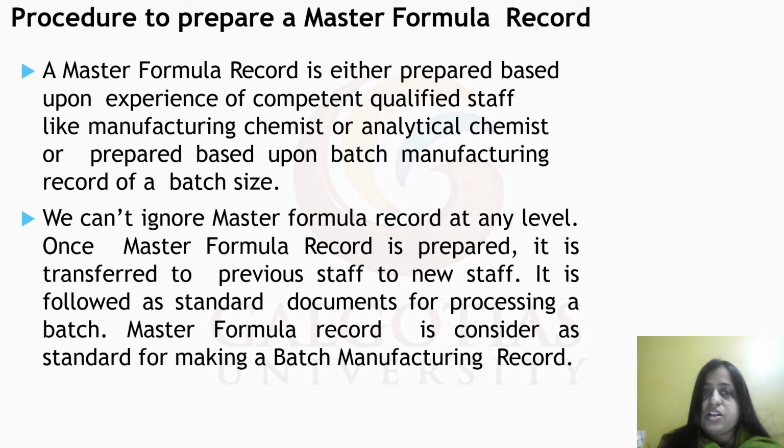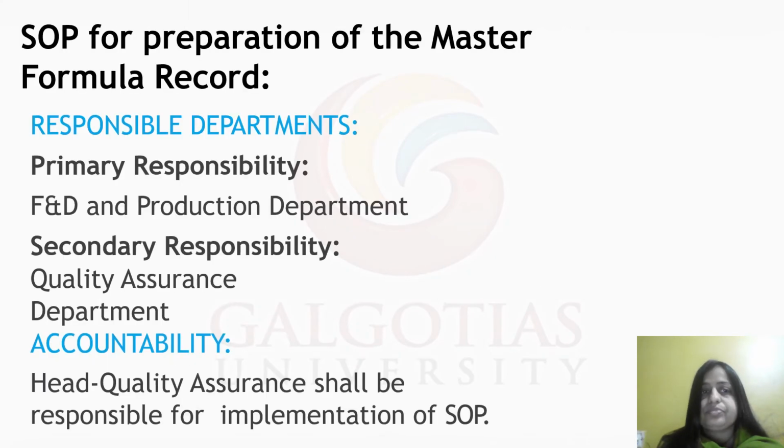A master formula record is either prepared based upon the experience of competent qualified staff like the manufacturing chemist or analytical chemist, or prepared based upon the batch manufacturing record of a batch size. We can't ignore the master formula record at any level. Once the master formula record is prepared, it is transferred from previous staff to new staff. It is followed as a standard document for processing a batch. The master formula record is considered the standard for making a batch manufacturing record.